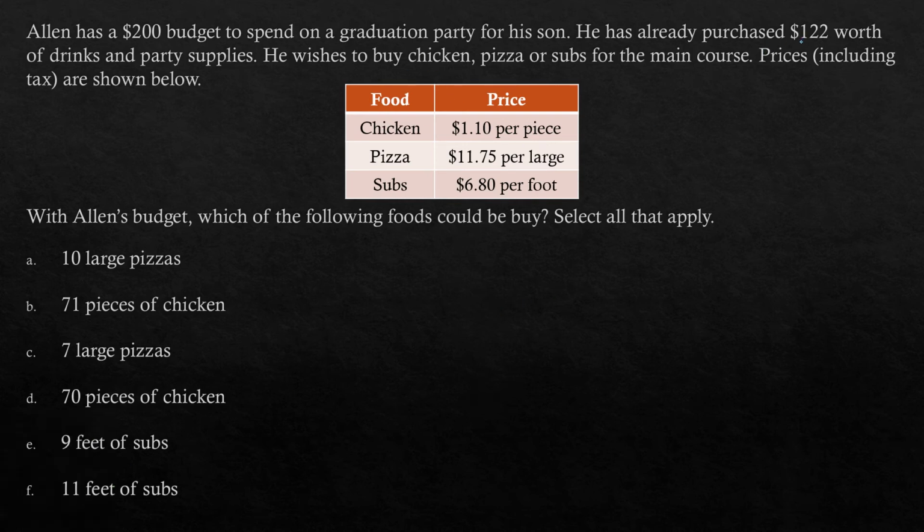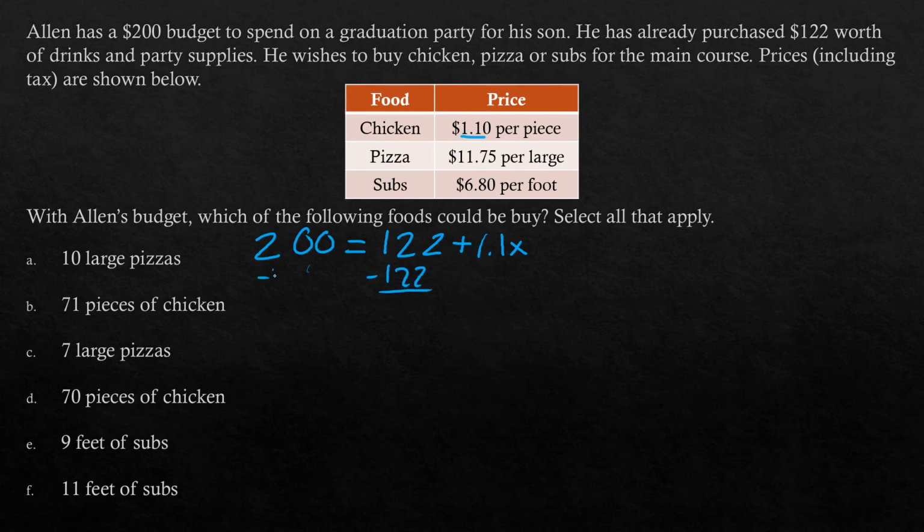So he's purchased $122 worth of stuff, and he can only spend a total of $200. So 200 is total, so that's going on one side. And he spent $122 worth of stuff, plus if he were to buy chicken, it would be 1.1x, because it's $1.10 per piece of chicken. So we need to solve this for x.